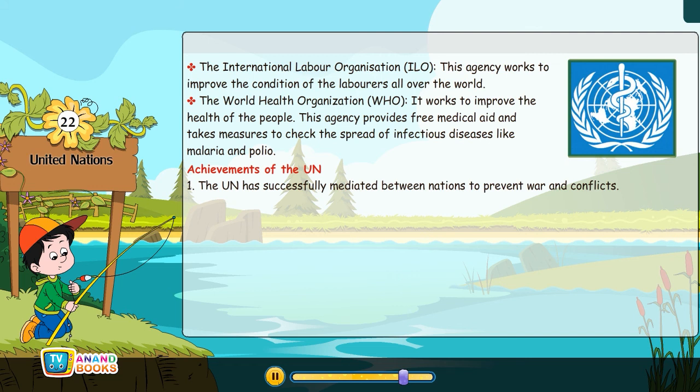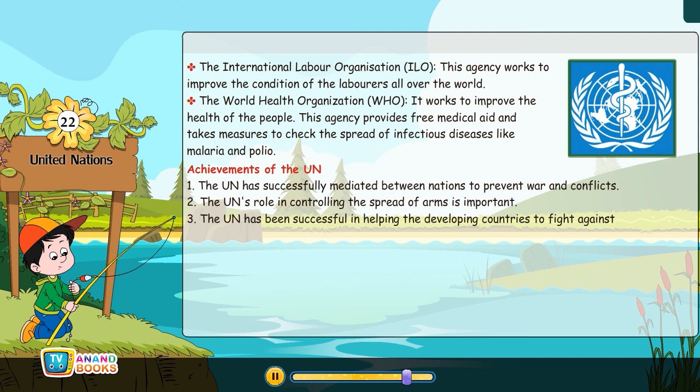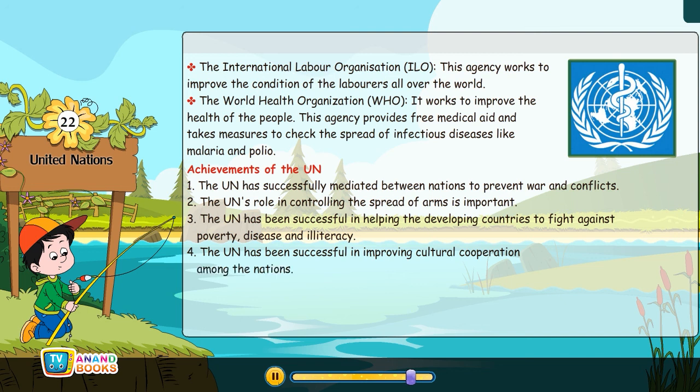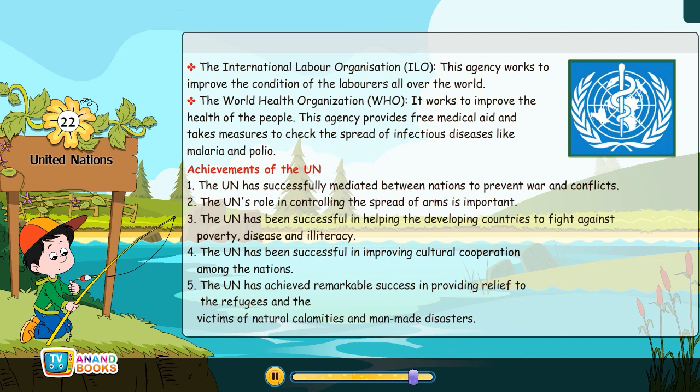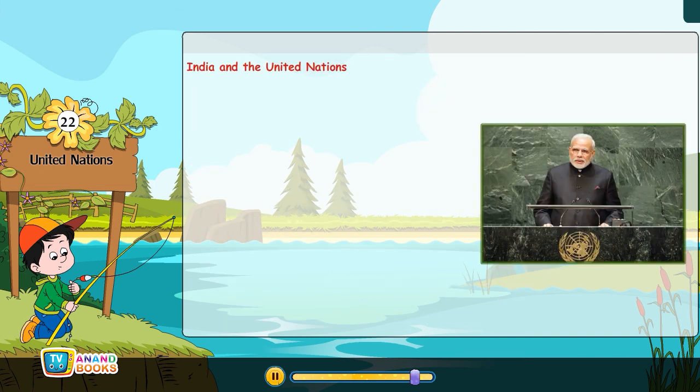Achievements of the UN. The UN has successfully mediated between nations to prevent war and conflicts. The UN's role in controlling the spread of arms is important. The UN has been successful in helping the developing countries to fight against poverty, disease, and illiteracy. The UN has been successful in improving cultural cooperation among the nations. The UN has achieved remarkable success in providing relief to the refugees and the victims of natural calamities and man-made disasters.